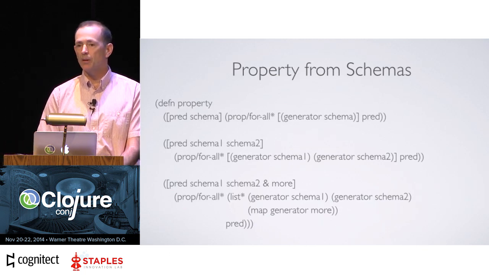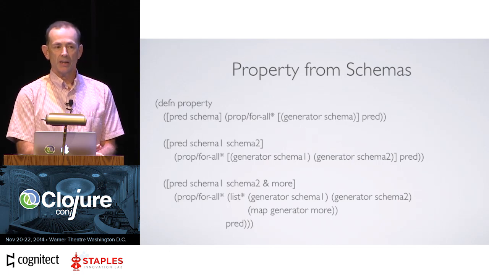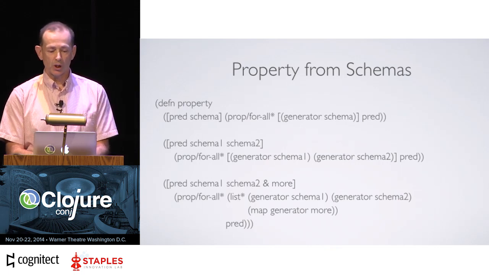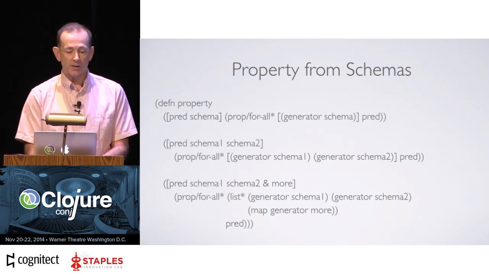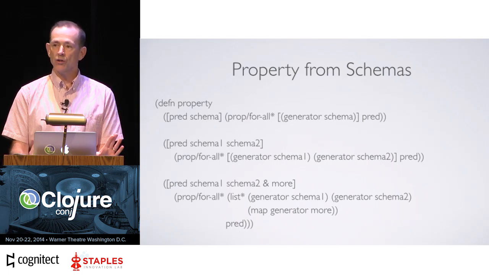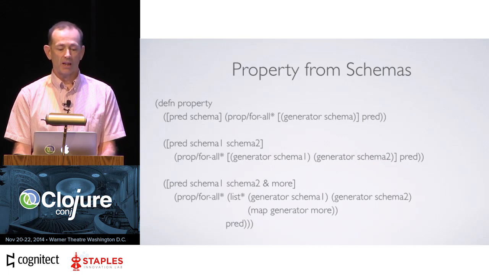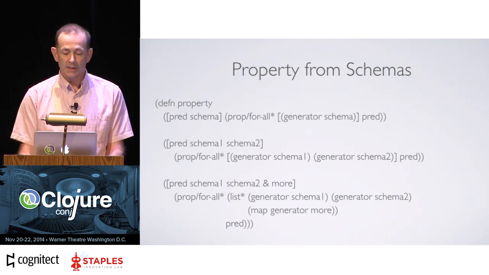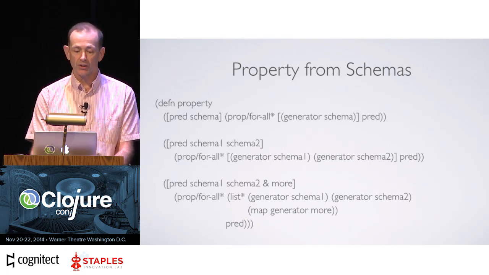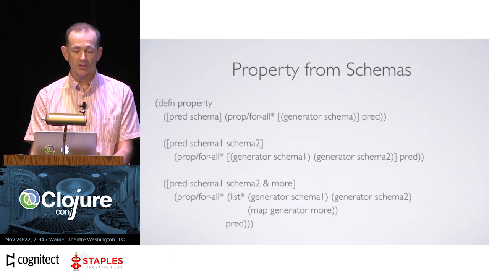Okay, so we talked a little bit about properties before. Now I want to talk about how I get a property from a schema. This is the code I use to define a property. And as I said before, I usually think of a property as a predicate and a generator. So I'm going to take my schema, create a generator, and run my predicate over all the values that generator returns, and I expect that always to succeed or return a true value. So you can see how I hook into test.check. I just call the for-all* version of the property generator with my predicate and my schema.